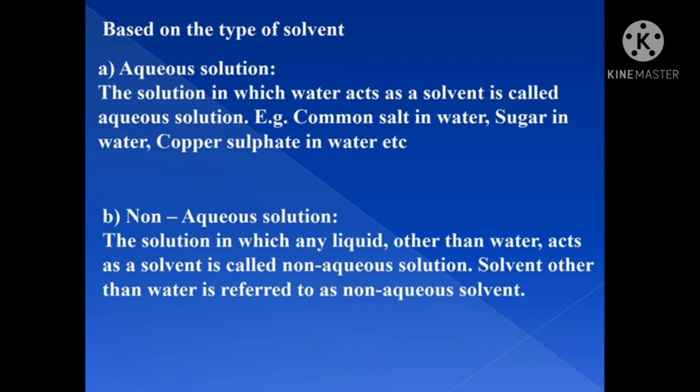So depending upon the nature of the solvent, solutions are classified into two types. One is aqueous solution, another one is non-aqueous solution. Aqueous solution means a solution in which water acts as the solvent. If you are taking water as a solvent, that is called an aqueous solution. Best examples are sodium chloride, that is common salt, dissolved in water, or sugar in water, or copper sulfate in water.